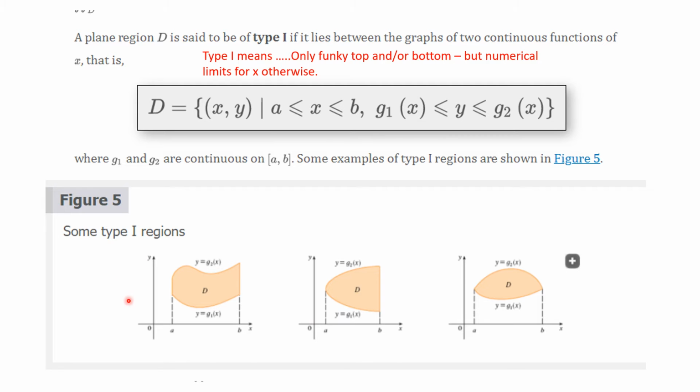So these are examples of type 1 regions. You see you run from a to b, but the top and bottom are curvy. So type 1 really means only funky on the top and or bottom, but numerically just limits for x otherwise.